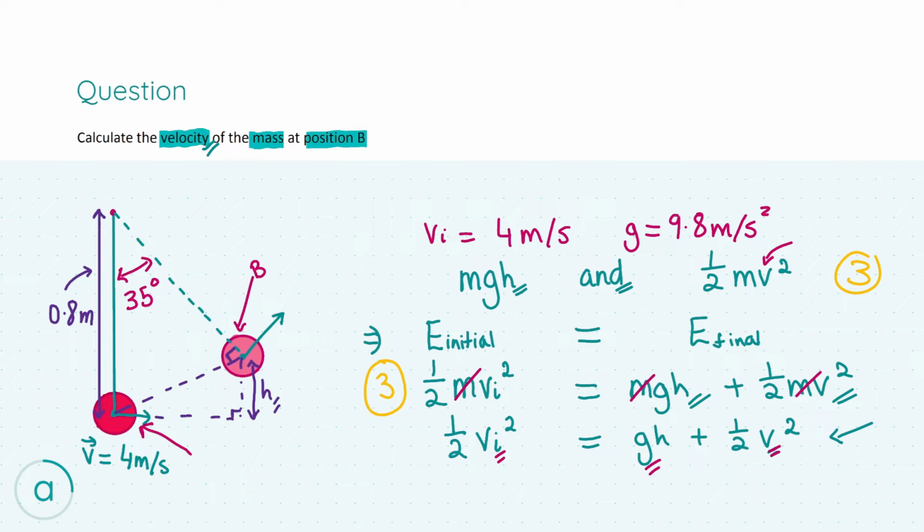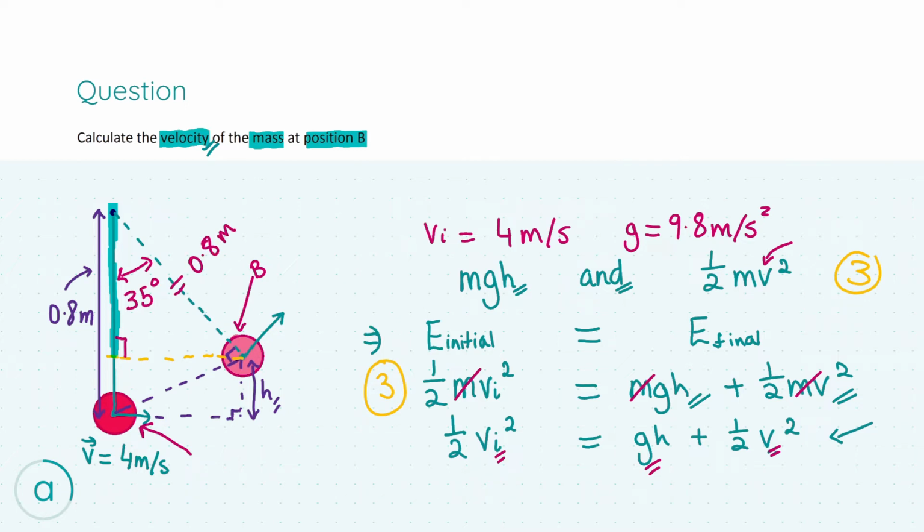h is just simply the difference between the length of the string, as you can see here, which is from this yellow dotted line I've shown here down to the center of mass of the ball. The length of the string is 0.8 meters, and the height h is just the difference between that and this side of the triangle right here. You can see here that I've just drawn in a right angle into the triangle. This side right here is the hypotenuse of the triangle, and it's equal in length to 0.8 meters, or the length of the string.